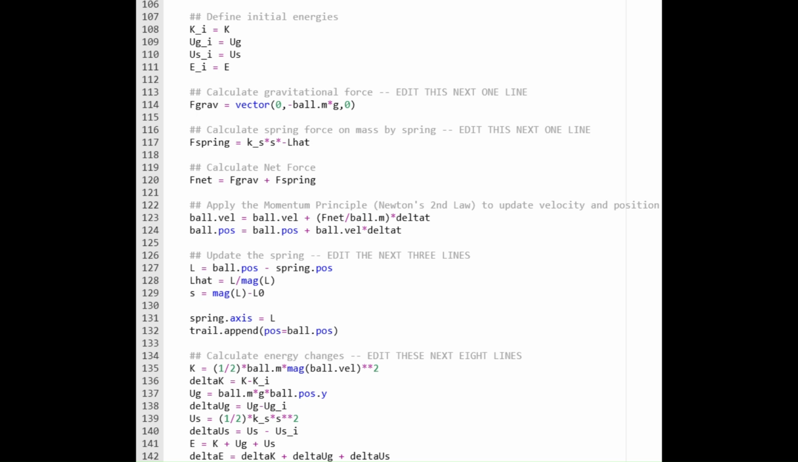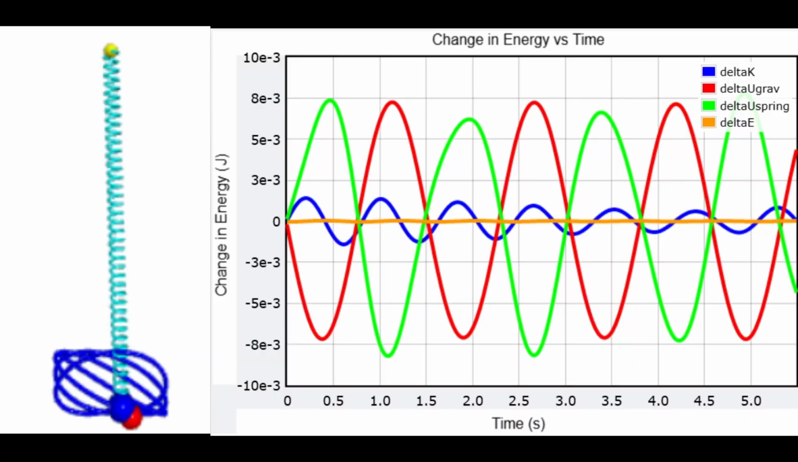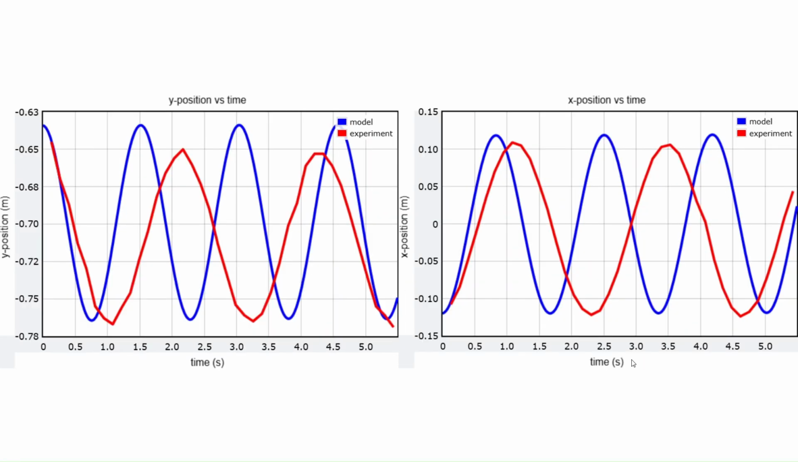Then here at the bottom of the code, the different energy formulas are plugged in to find how the energy changes over time. Here's a screenshot of the output of the code, and here is the predicted position of the mass in the x and y direction versus the actual position of the mass in the x and y direction over time.